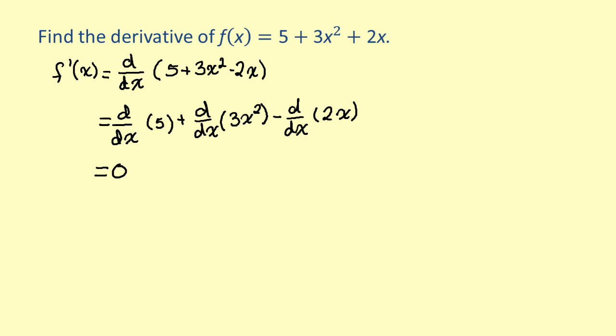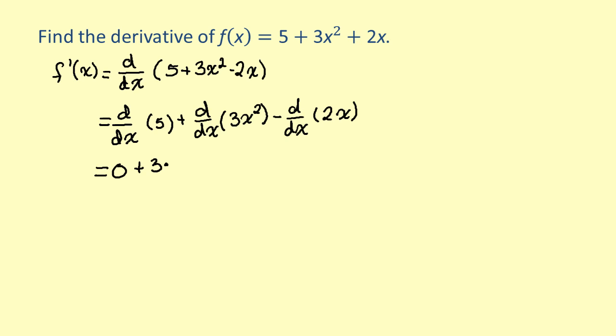The next term contains a coefficient. The constant multiple rule states that the derivative of a constant times a function is equal to the constant times the derivative of the function. In this case, the coefficient 3 is multiplied by x squared. So we have 3 times the derivative of x squared.